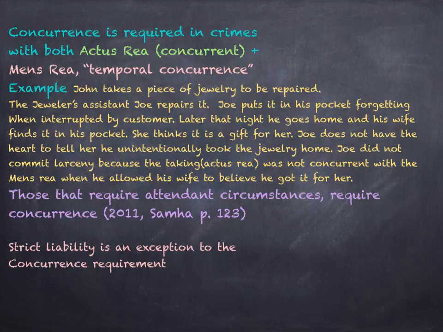He forgets about it. He gets home. He takes the box out. He puts it on his dresser. His wife sees it, and she's like, oh, you remembered our anniversary. Oh, it's beautiful. Now, John doesn't have the heart to tell her that he accidentally took this piece of jewelry he repaired home. And you'll be asked in the fact pattern, did he commit larceny? And you're like, well, he took it.